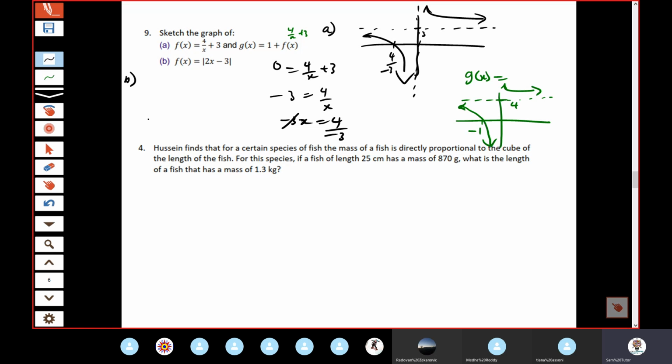Next one. Absolute value of 2x take away 3. What's our shape? V. When x is 0, you'll get a y value of positive 3. When y is 0, you get an x value of positive 3 on 2. So just go and find your intercepts and then draw a V. Very easy. So x-intercept 3 on 2, y-intercept positive 3.